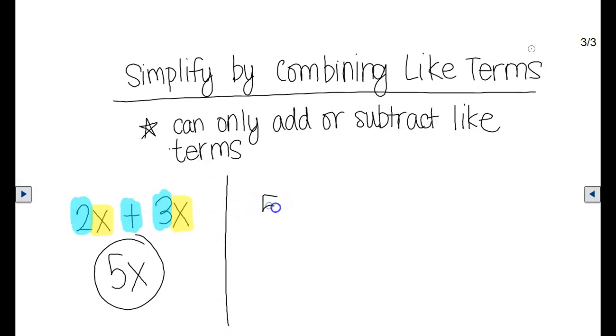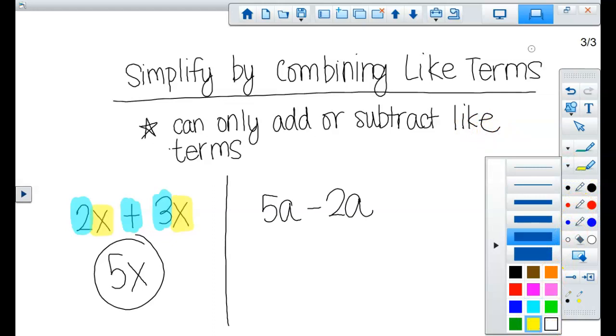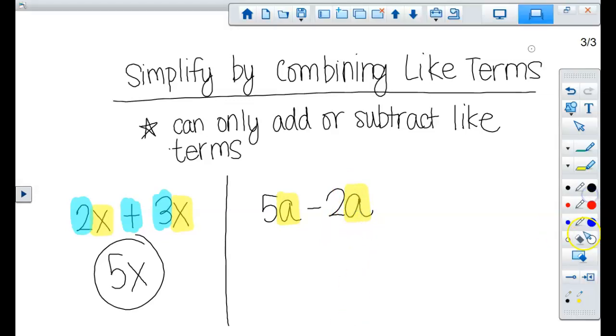All right, let's say I had a problem like this. 5a minus 2a. So notice this time that I'm asking you to take the term 5a and subtract from it the term 2a. Now I can only add or subtract these if they are like terms, so let's see if they are. So when I look at 5a, the variable part is a. When I look at 2a, the variable part is a. So those are like terms. They have exactly the same last name. So I can do this problem.